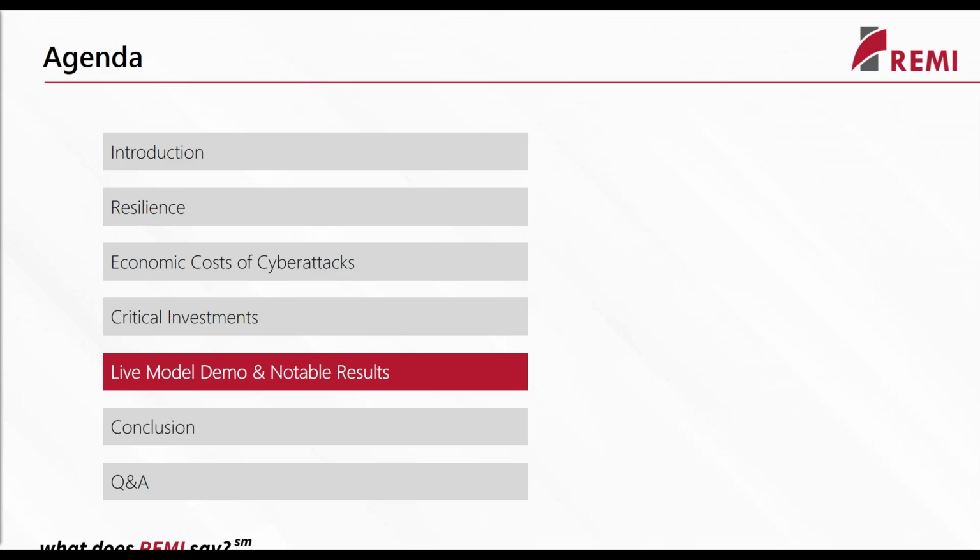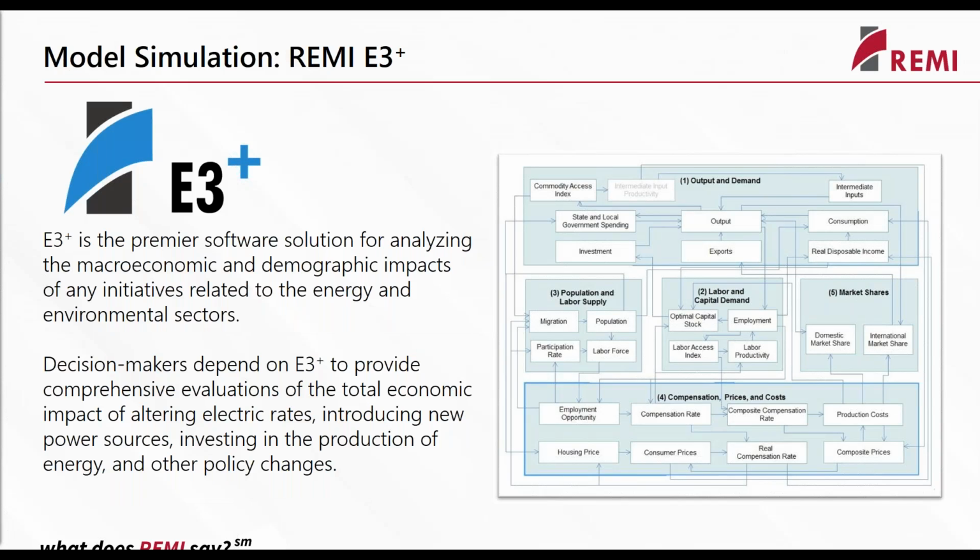I will show the live E3 Plus model demo, and I will show the results as well. E3 Plus is the premier software solution for analyzing the macroeconomic and demographic impacts of any initiatives related to the energy and environmental sectors. Decision makers depend on E3 Plus to provide comprehensive evaluations of the total economic impact of altering electric rates, introducing new power sources, investing in the production of energy, and also other policy changes. As a framework for this analysis, we want to show this diagram. This table shows the interactions of the different economic variables with E3 Plus. Once we change one variable, the change will be modeled as it ripples through the whole economy.